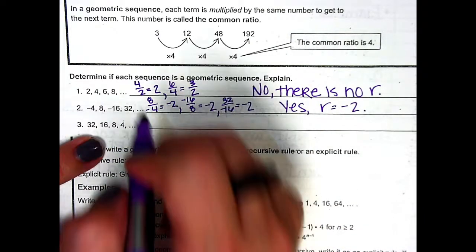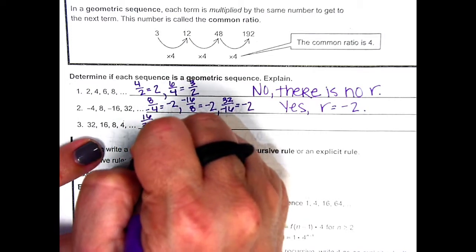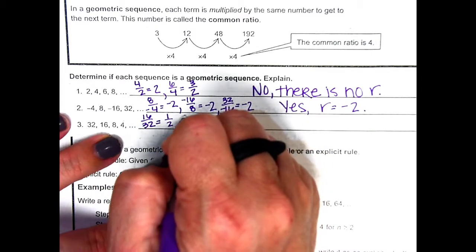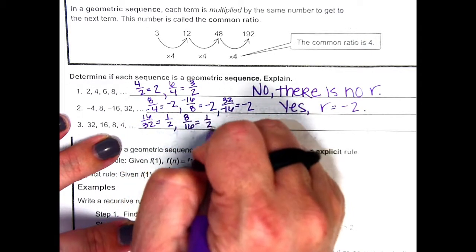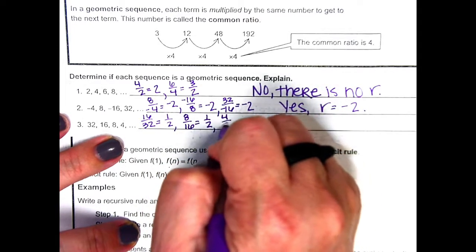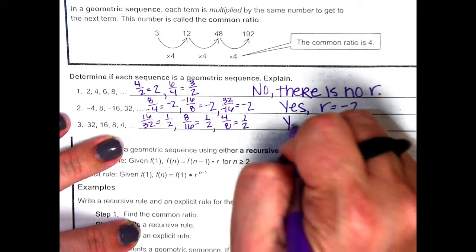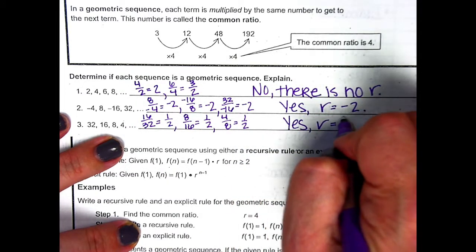For the third one, there's 16 divided by 32, which is 1/2. 8 divided by 16 gives us 1/2. And 4 divided by 8 gives us 1/2. So again, yes, the ratio is 1/2.